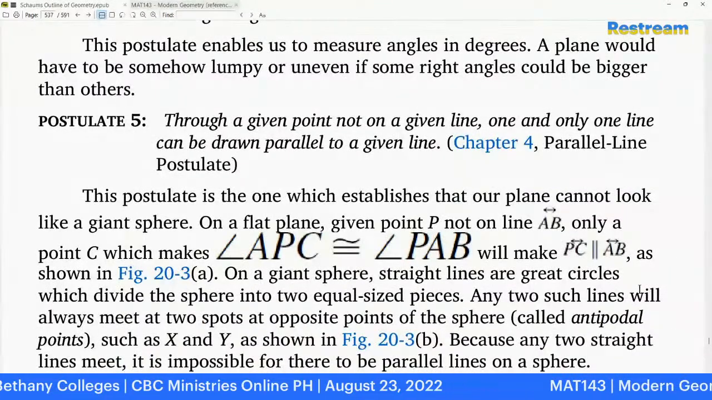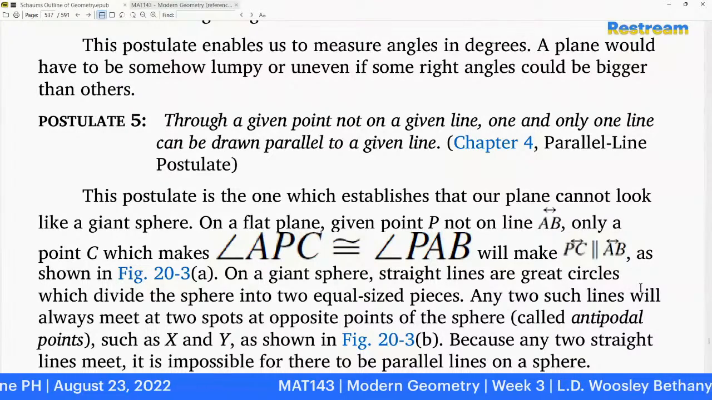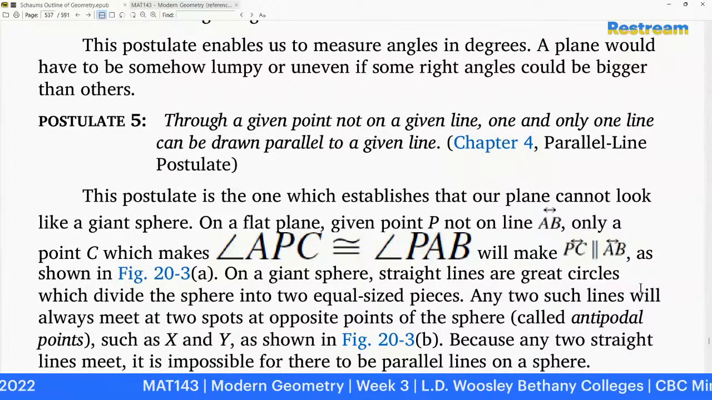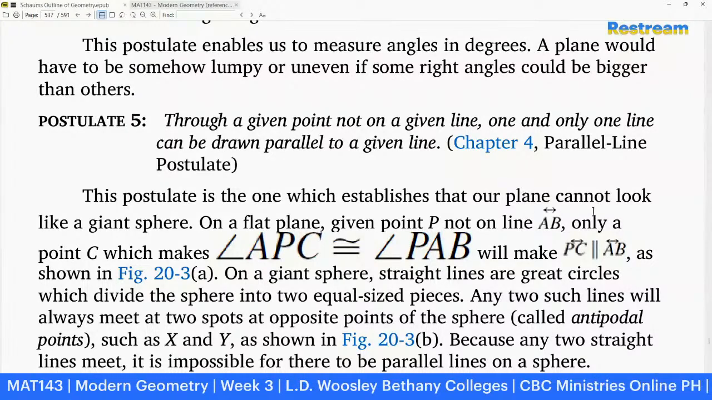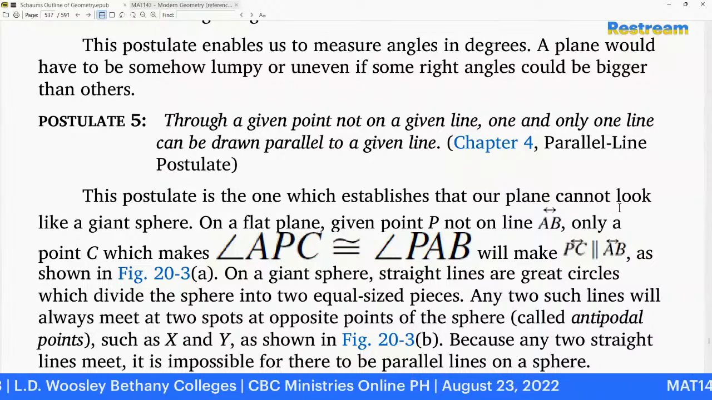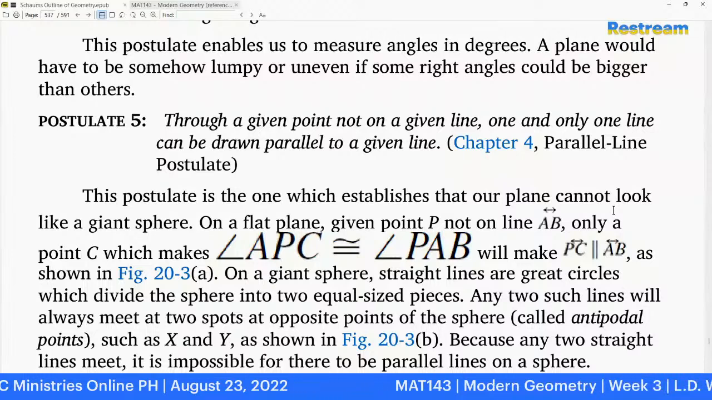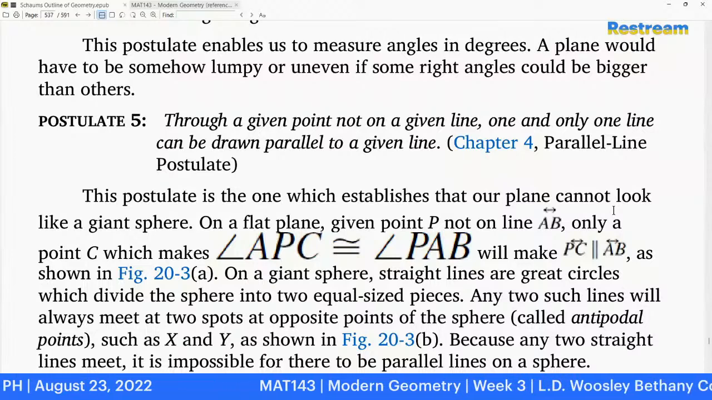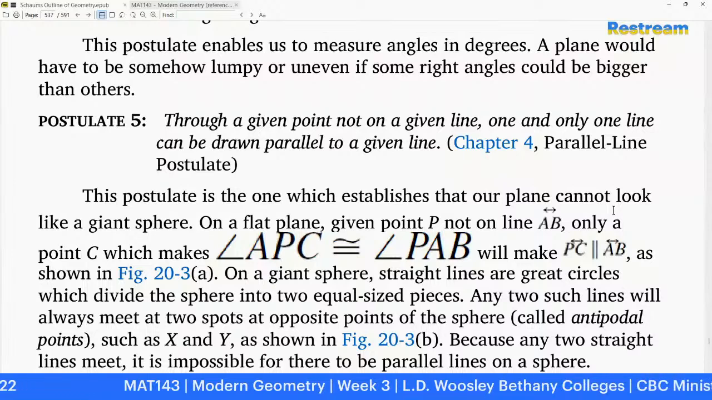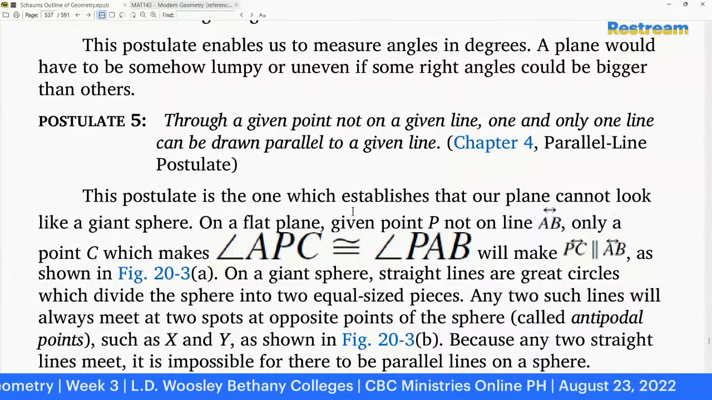That depends on the perspective. If we look at the Euclidean concept of a line, definitely. This postulate is the one which established that our plane cannot look like a giant sphere, so our plane can no longer be anything else. It must be just a plane, a piece of paper, or the surface of your table. It cannot be a sphere.